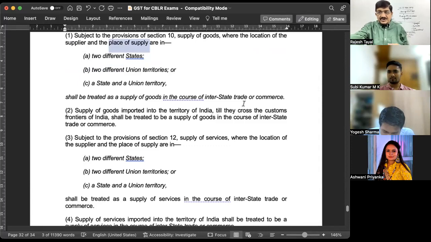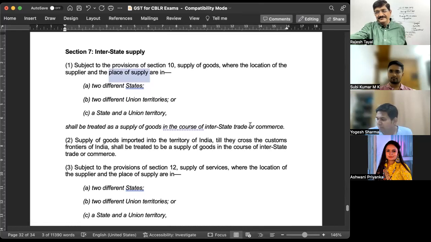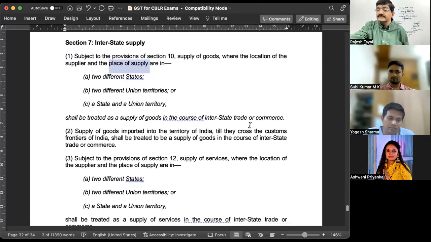Okay. So this file, bolo. Sir, if a supplier is there in Calcutta, and if any recipient comes to Calcutta, or Kolkata, and takes the supply here only, then it will be treated as intrastate supply because that will be within the state, irrespective of the fact whether the recipient is from another state.